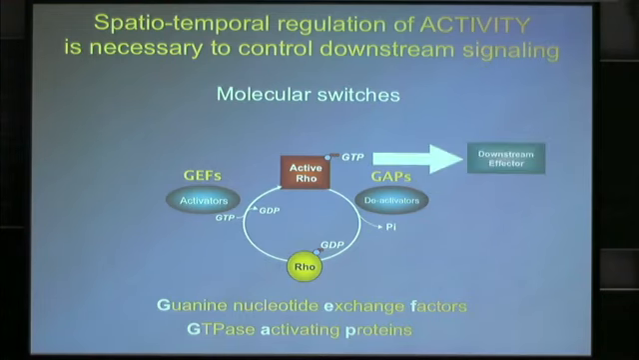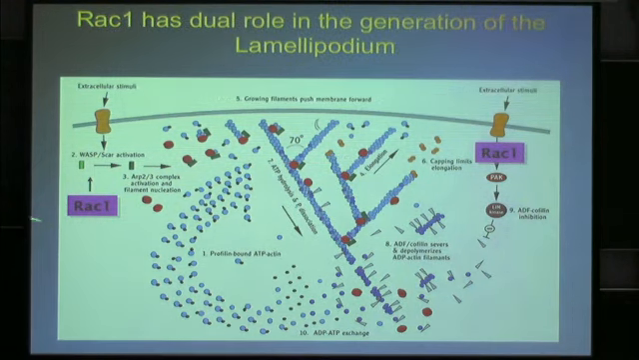And only the active form can obviously interact with downstream effectors that do all those nice things with the actin cytoskeleton. For example, let's look at RAC. Once activated, RAC can interact with the so-called SCAR protein, which is a nucleation promoting factor that is important for the initiation of actin polymerization by ARP2/3. So the first role that RAC has in the lamellipodium is activating the polymerization.